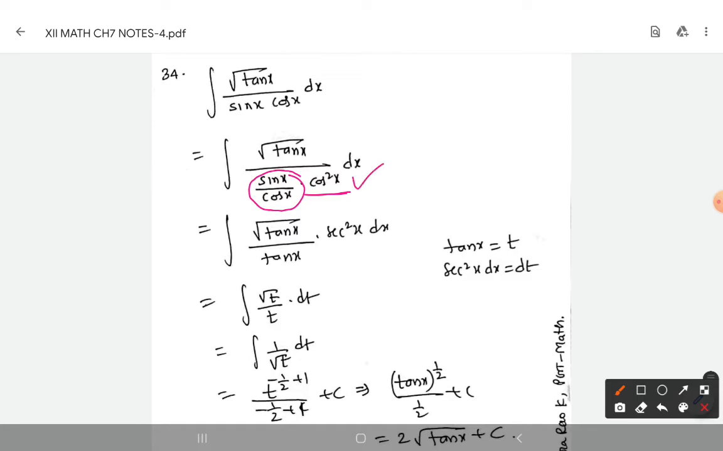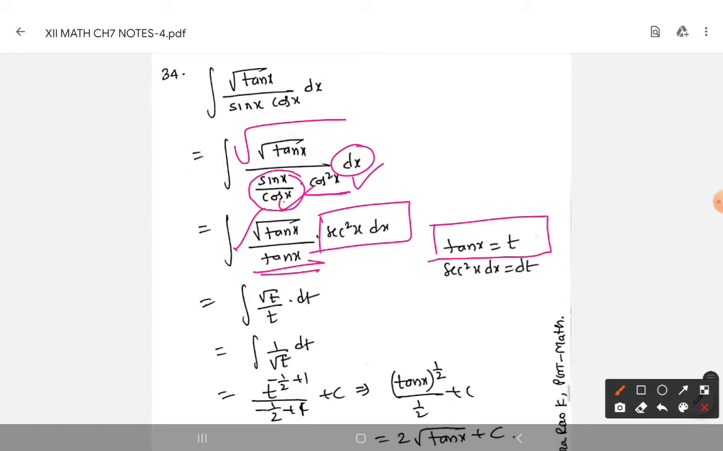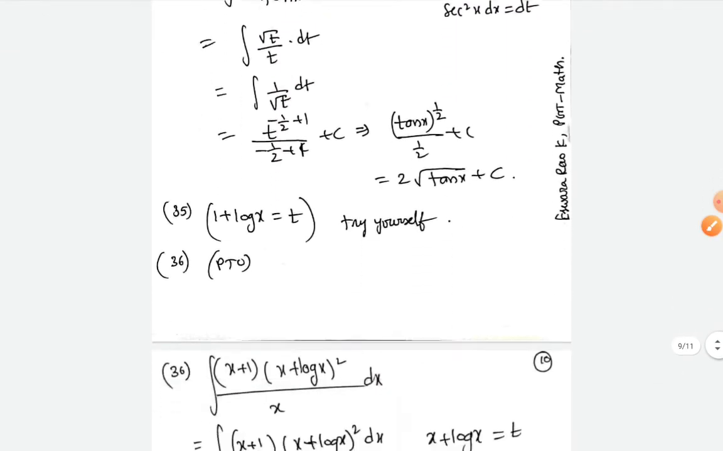What happened, I said in the third case, tan x is equal to t. The derivative of tan x is secant square x. So with dx, secant square x is necessary. So what you do, write 1 by cos square x as secant square x. And root tan x by tan x, because sin x by cos x is tan x. Now you are free to take tan x as t. The derivative of tan x is secant square x, so secant square x dx is equal to dt. So substitute tan x as t and secant square x dx as dt. And root t by t, write as a single exponent, t power minus 1 by 2, then integrate using the formula x power n plus 1 by n plus 1.